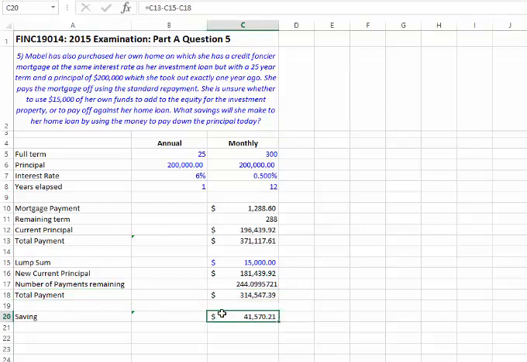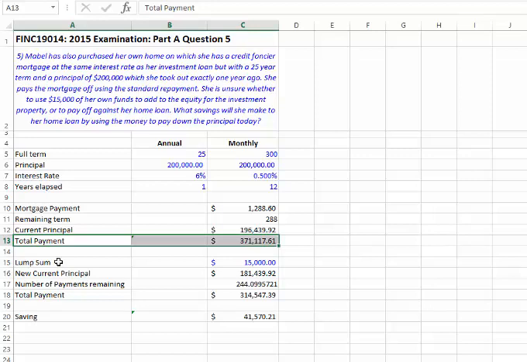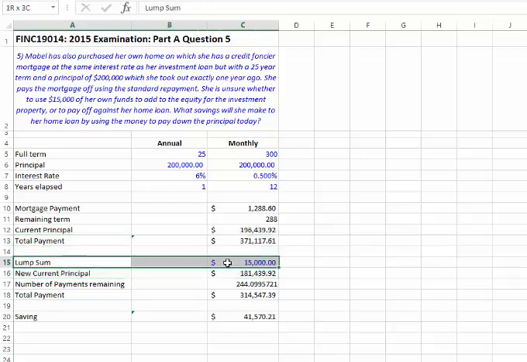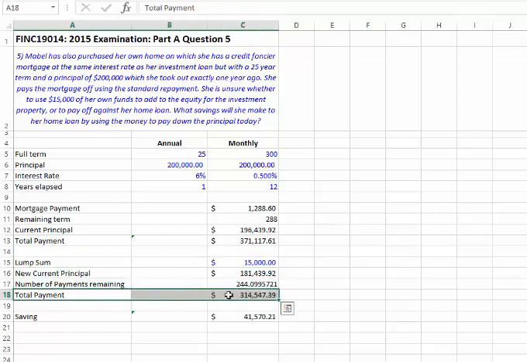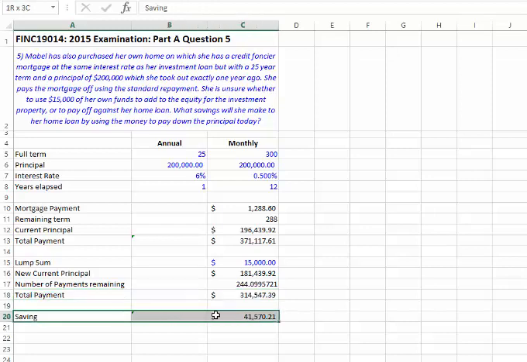At this point, we have everything we need to do some simple subtractions to give us the savings. The savings is worked out by taking the total repayment in the original loan, the standard loan. You subtract from that the $15,000 which you've paid out, and you also subtract from it the $314,000 and so on of the revised total payment, and that should leave you with $41,570.21.